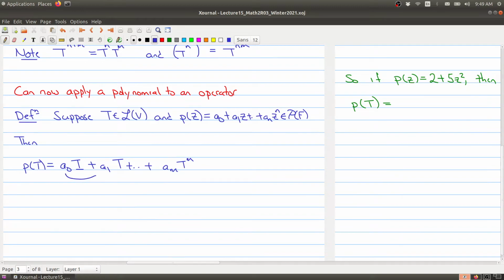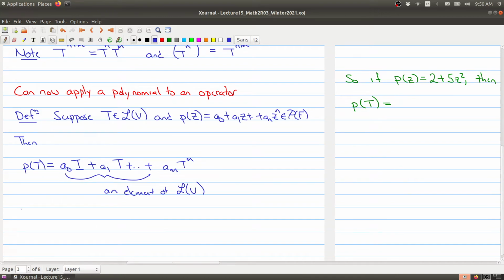Okay, and what you want to observe is that this is an element of L(V). We're going to be doing an example in a second, but what you want to think of is normally T has the property that I take something in V and I can plug it in and I get something back in V. So now you want to think of this giant thing as a function.